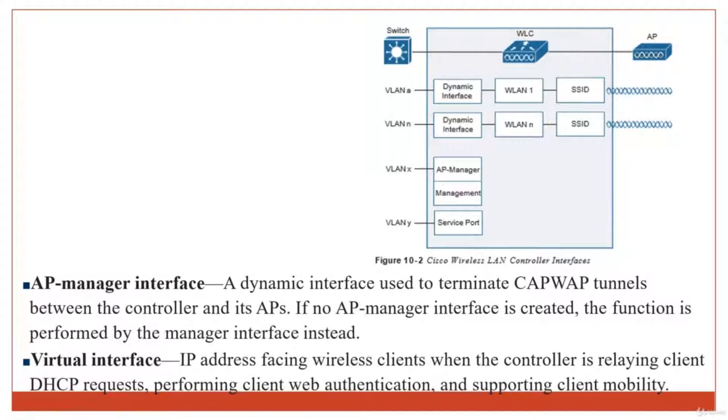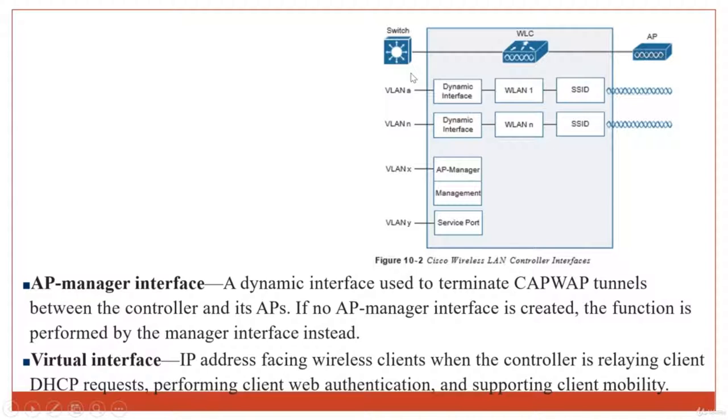Now, in this diagram, you'll find a clear picture of what we are talking about. Here you can see that first we have the management interface, then we have the AP manager interface as well. We have the service port, which we discussed just now will do OOB and various tasks related to the service port. We have the dynamic interfaces as well. The VLANs coming from the switch side are going to map with the WLC, and the WLC somehow has to associate with the access points as well.